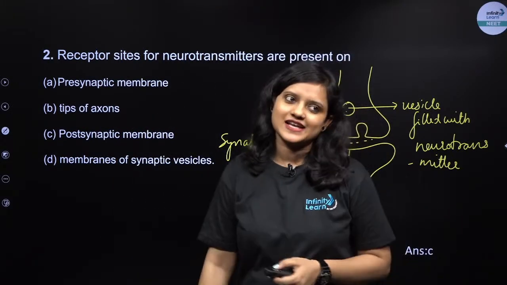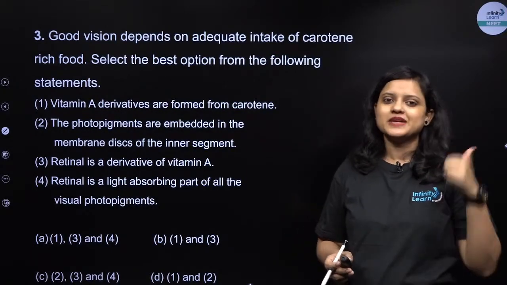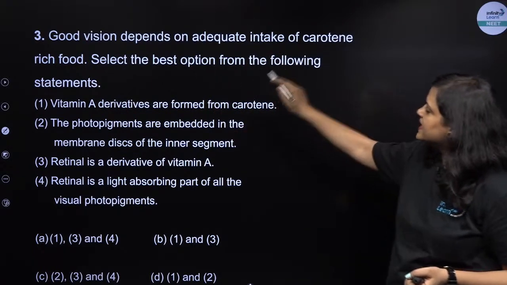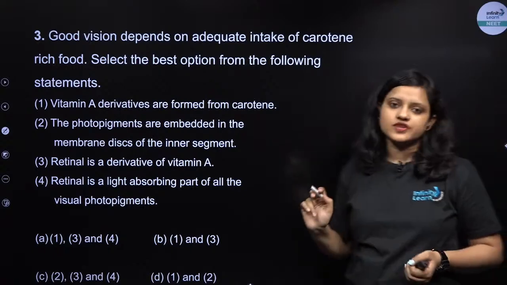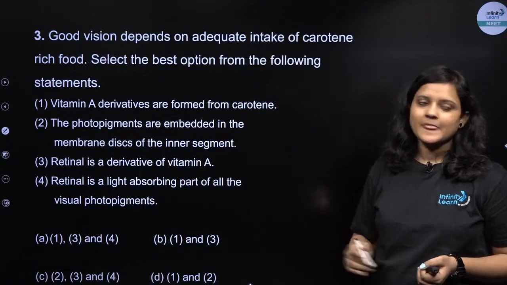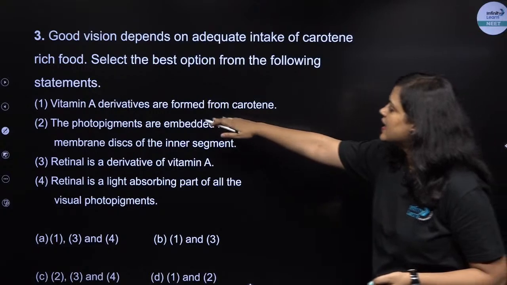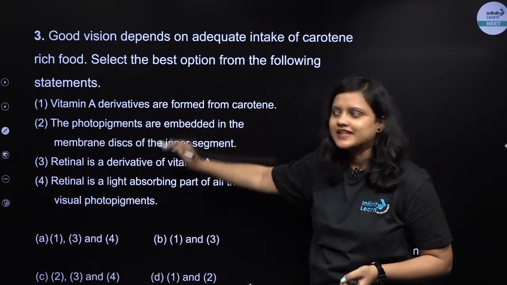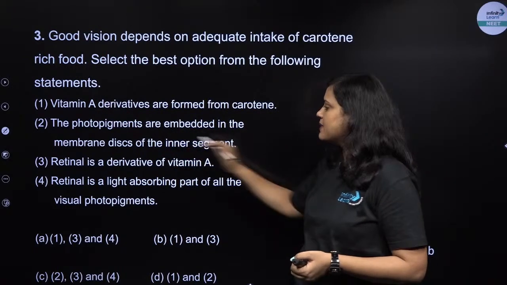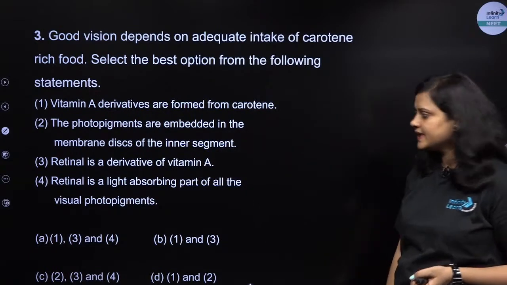Now let's move on to our next question. All the questions will be interesting and important. Please pay attention, dear students. Good vision depends on adequate intake of carotene rich food. Select the best option from the following statements. Vitamin A derivatives are formed from carotene. The photopigments are embedded in the membrane disc of the inner segment. Retinal is a derivative of vitamin A.